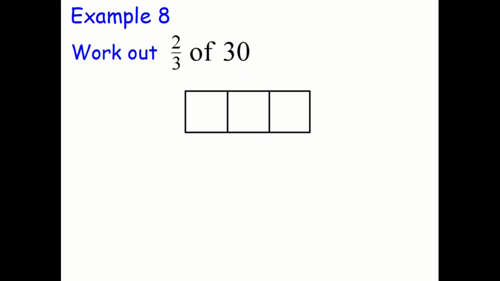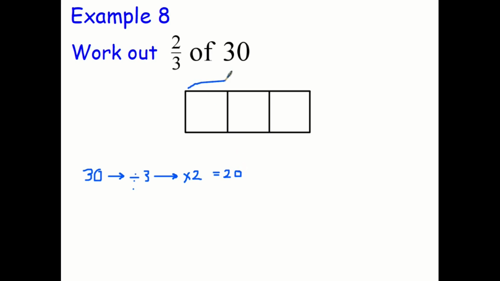So let's look at that in a different example. Example number 8, work out 2/3 of 30. So I could follow that flow diagram that we just saw, and I could do 30 divided by 3, which is 10, and then multiply it by 2, because that's my numerator, to give me 20. That's one way I could work this out.